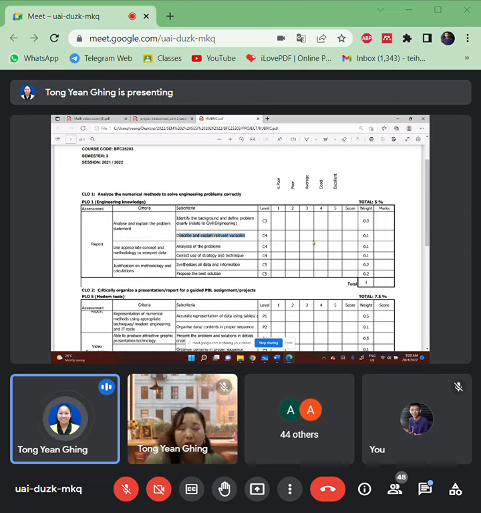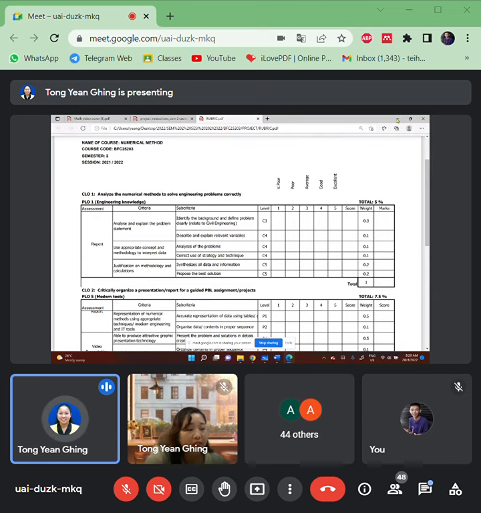What variables are there? Okay? Based on the problems that trigger it. Then use appropriate concept and methodology to interpret data. Let's say you want to use Simpson's integration, Simpson's 1/3 rule. Then you have to analyze the problem, how?